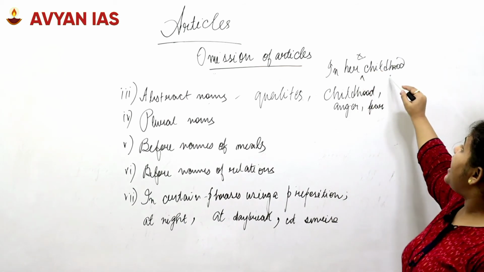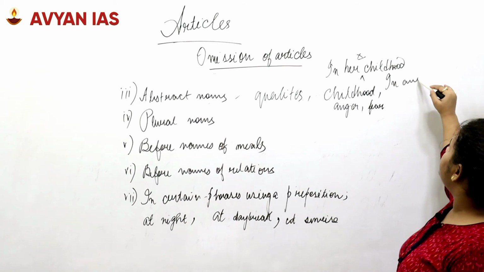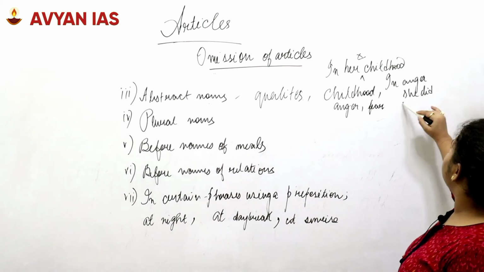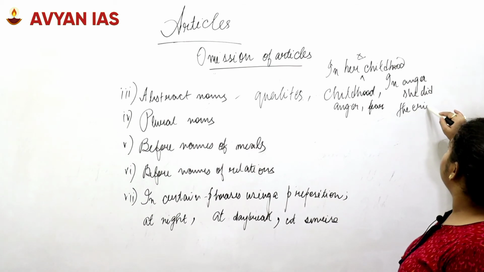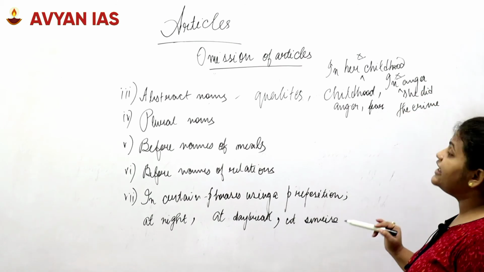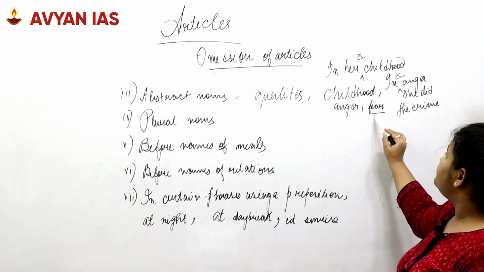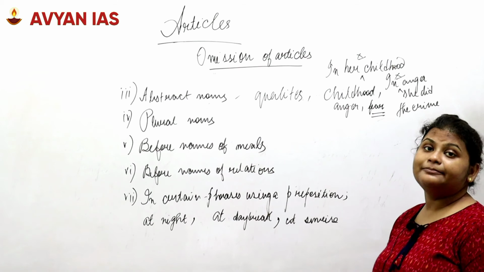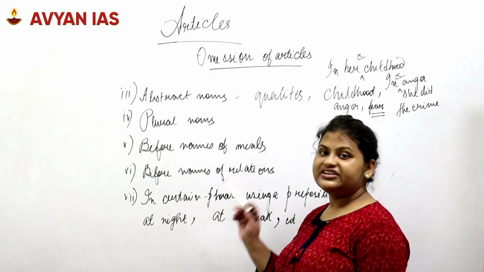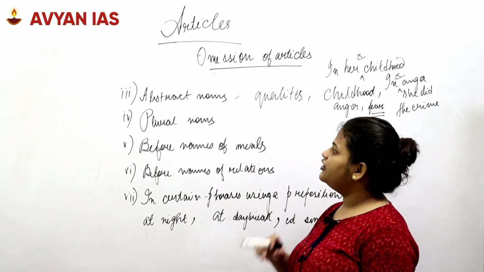Or in anger, when we say in anger she did the crime, before anger also we are not using any article. Or when we talk about fear, for example, in the fear of being punished, the child lied, we will not use an article.